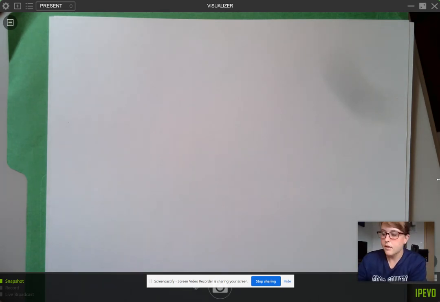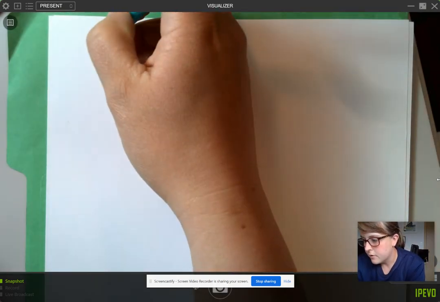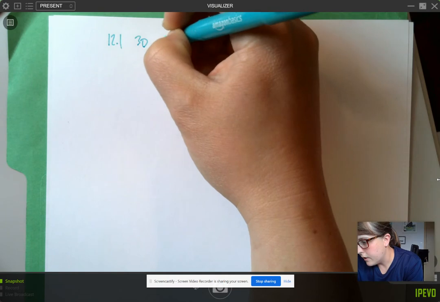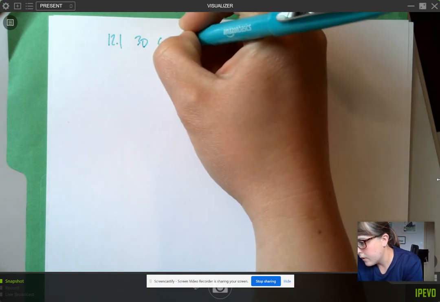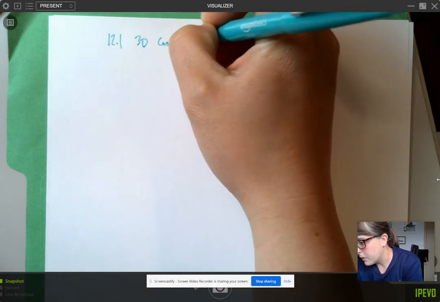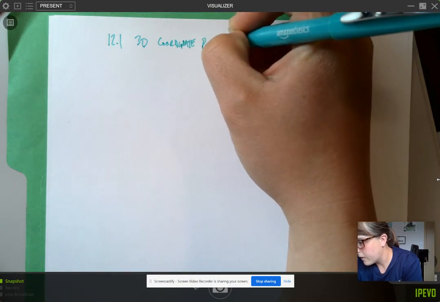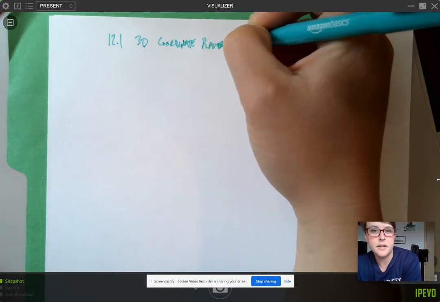So let's see, 12.1, 3D coordinate plane. Goodness. All right, that's an E, I promise.